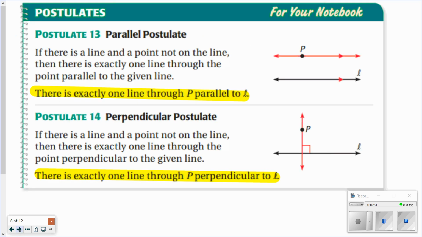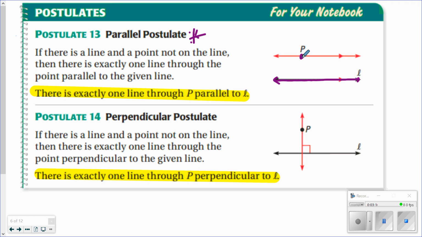Here are two postulates you need to make sure you know. The first one is the parallel postulate, and that just says if there is a line and a point not on the line, there is exactly one line through the point parallel to the given line. So all that's saying is that there's exactly one line through P parallel to L. So if you look at this diagram, we have line L, which I'll highlight. If we have some point P floating around it, it is possible to create that red line, which is just a parallel line to the purple line.